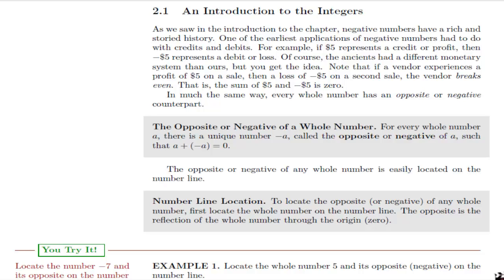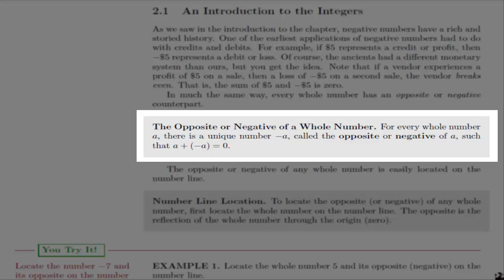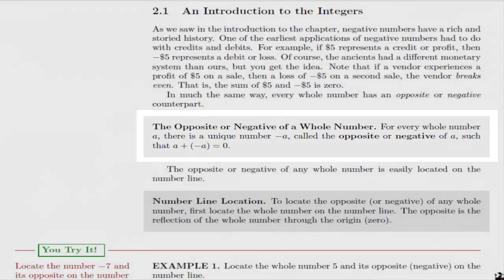In much the same way, every whole number has an opposite or negative counterpart. The opposite or negative of a whole number: for every whole number a, there is a unique number negative a called the opposite or negative of a, such that a plus negative a equals 0. The opposite or negative of any whole number is easily located on the number line. Number line location: to locate the opposite or negative of any whole number, first locate the whole number on the number line. The opposite is the reflection of the whole number through the origin 0.